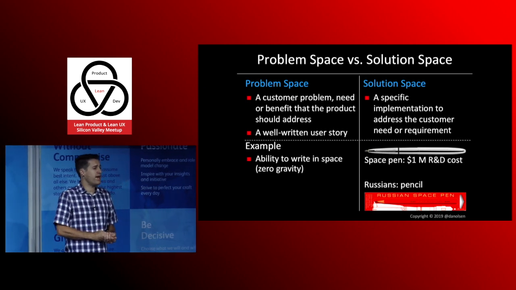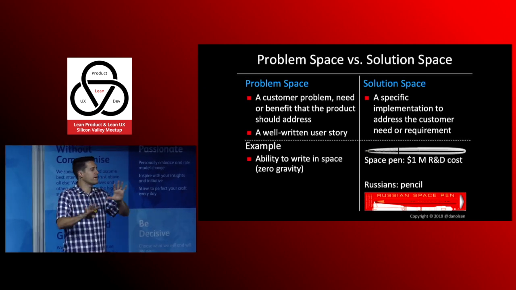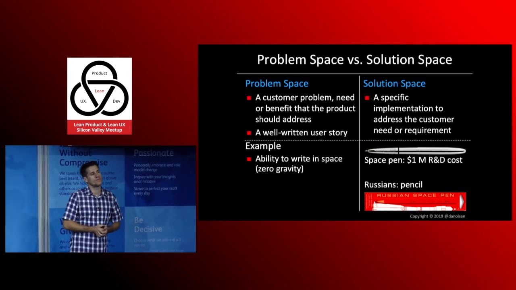It would be better if he'd just been vague and said, a way to write in space. That would have been better than actually listing any solution, embedding any solution. And that's the key hack.